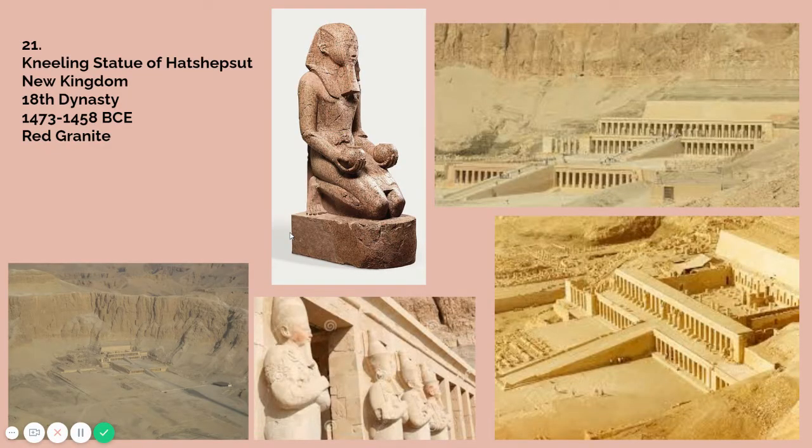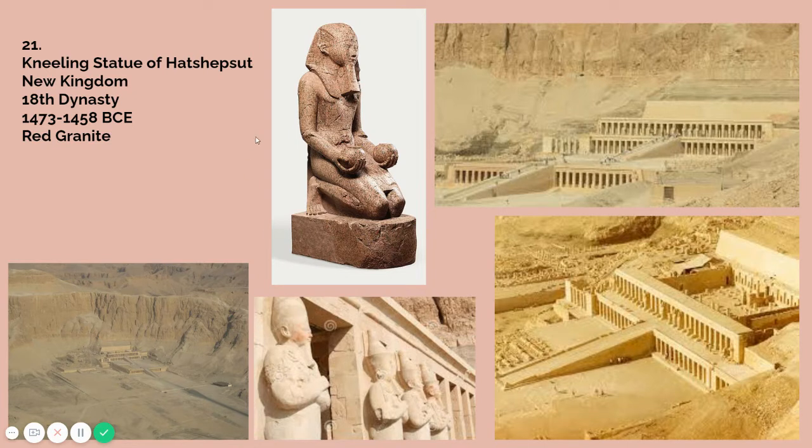Okay, moving on to our next image, number 21. This is the statue, okay? It's called the Kneeling Statue of Hatshepsut. It's from the New Kingdom, 18th dynasty. Now we're up to 1473 BCE, and we are looking at red granite. Granite is a very dense material.